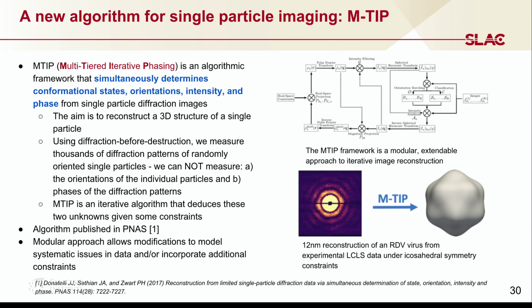that was illuminated by the X-ray. The idea is to reconstruct a 3D structure of a single particle using the diffraction before destruction that I just described. We collect thousands of diffraction patterns of randomly oriented single particles. As I said, we don't try to orient these particles in any way. And then, even if we cannot measure the orientation of individual particles or the phases of diffraction patterns, MTIP, through these iterative algorithms, can deduce these two unknowns, orientation and phase, given some constraint.